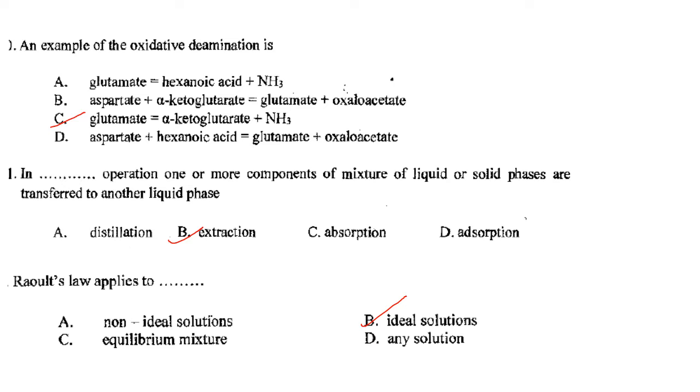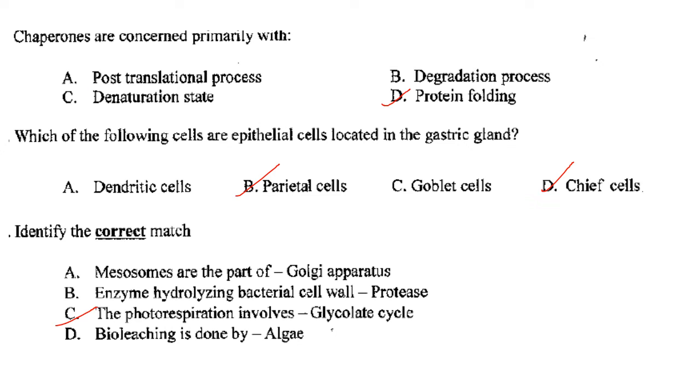Then dash is the operation in which one or more components of a mixture of liquid or solid phases are transferred to another liquid phase. That is in case of extraction. Answer is option B. Then Raoult's law applied to ideal solutions. Answer is option. Then chaperones are concerned primarily with protein folding.